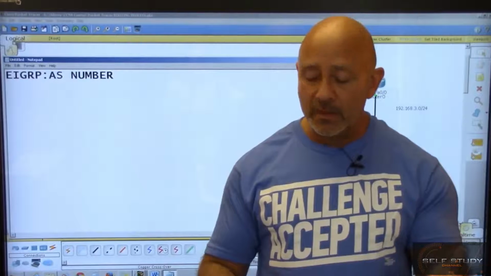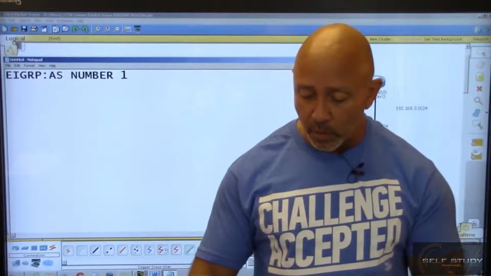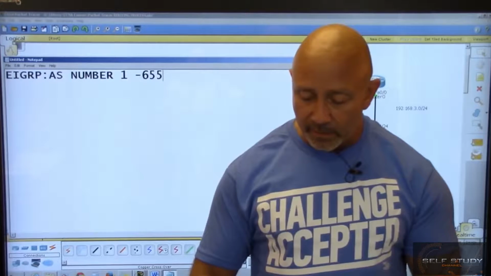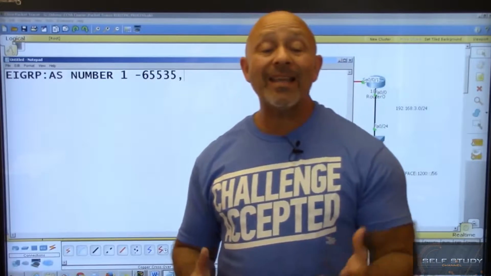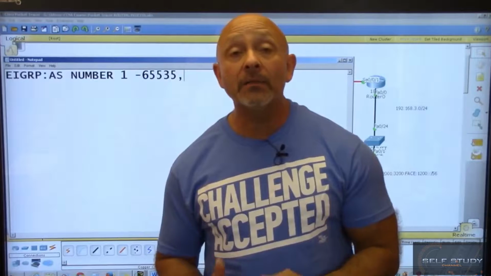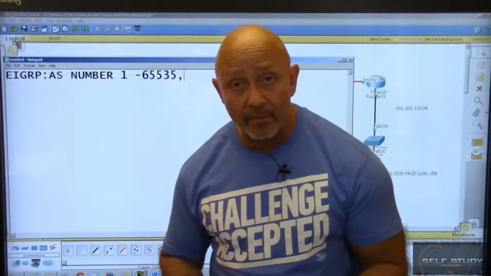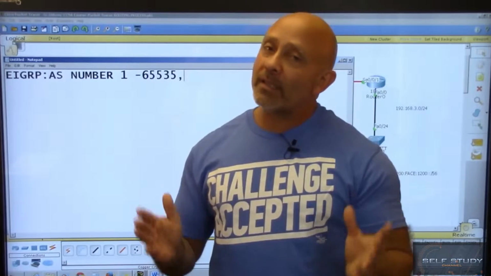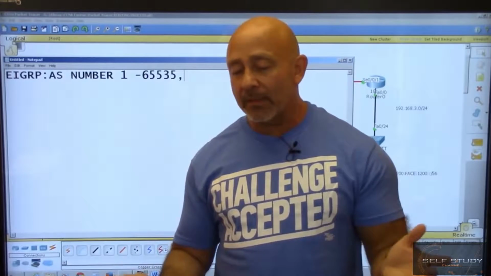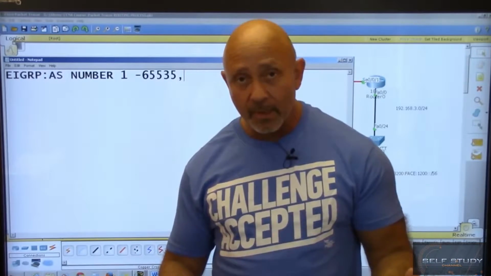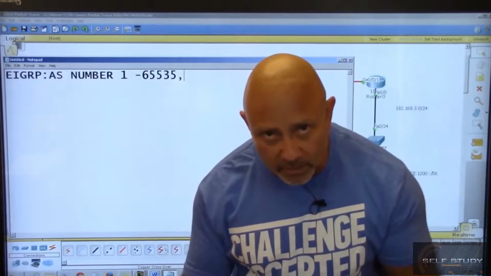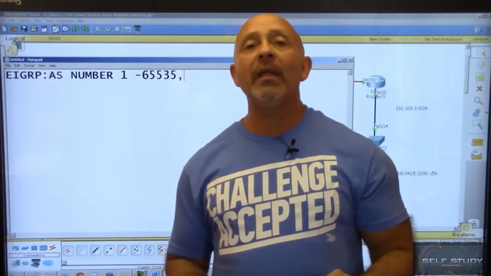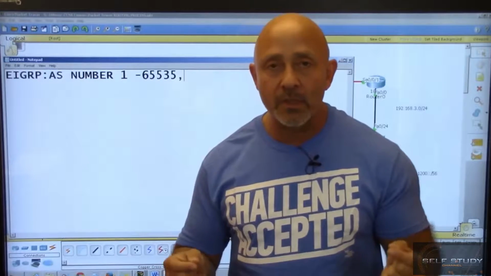Now this autonomous system number can be in the range between 1 through 65,535. That number keeps popping up all over the place. That is how many autonomous systems you can have. For the CCNA, and I know I've said this a million times, I'm going to say it a million more times to engrave it in your heads: for the CCNA certification, which is what you're studying for, ladies and gentlemen, you only need a single autonomous system.